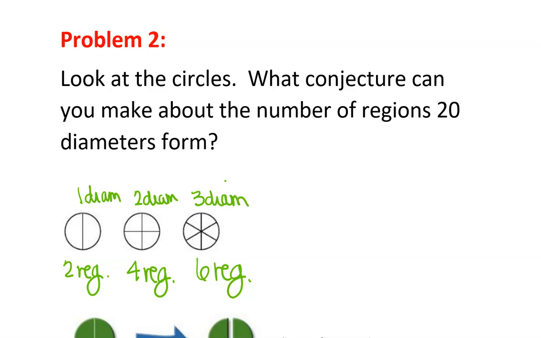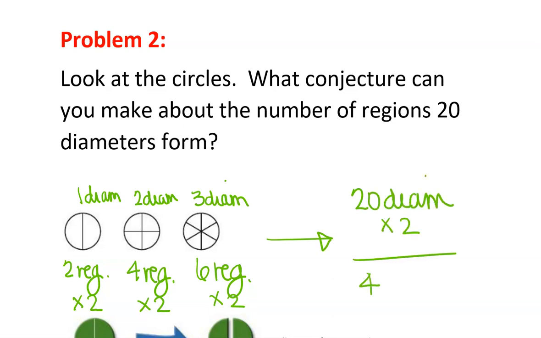So going from 1 to 2, they could have multiplied by 2, or they could have added 1. So going from 2 to 4, it looks like they have multiplied by 2 again. And then going from 3 to 6, it looks like they're multiplying by 2. So if we then go to 20 diameters, and we multiply it by 2, we must have 40 regions.